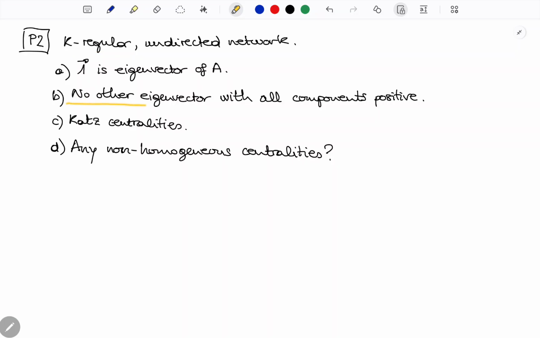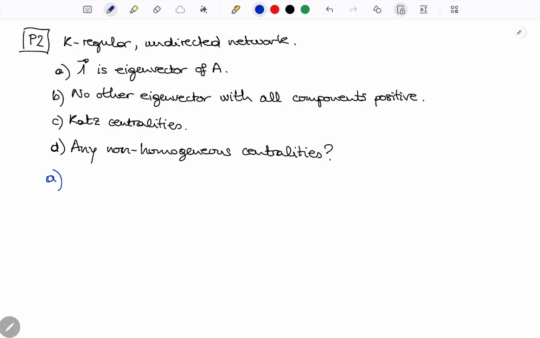We have to prove also that there are no other eigenvectors with all components positive, and in this case, I have to use the Perron-Frobenius theorem. Then we will have to calculate the centralities, and then we are going to try and find if there are any non-homogeneous centralities. Non-homogeneous meaning that we actually can rank the nodes, because we are going to see that the eigenvector centrality and the Katz centrality, both centralities are homogeneous. They are exactly the same for every node in the network. So it's not useful for ranking. So let's start with the first question A.